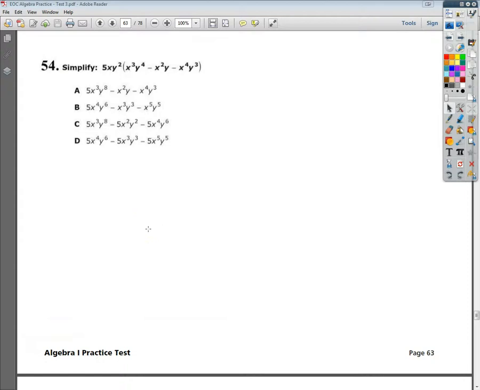Welcome, this is the Tennessee End of Course Practice Test for Algebra 1, Practice Test Number 3, Question Number 54. Now, this question is a multiplication question. Essentially, you can see that the 5xy to the second power is on the outside, so we're just going to distribute it onto the inside.